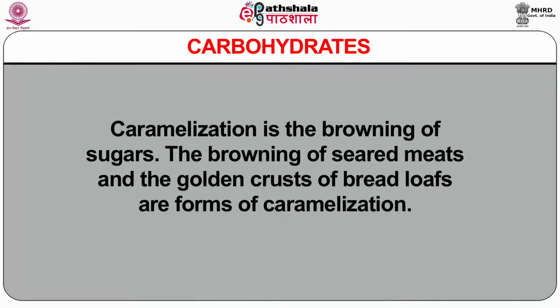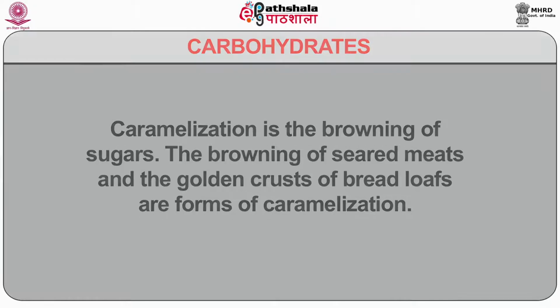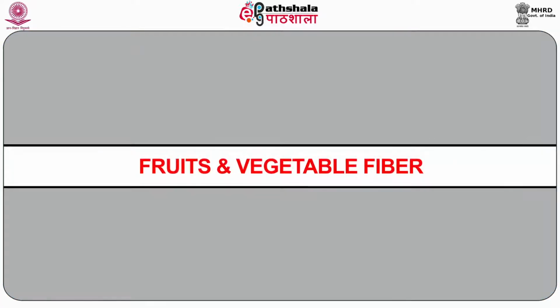Caramelization is the browning of sugars. The browning of seared meats and the golden crust of bread loaves are forms of caramelization. Gelatinization occurs when starches absorb water and swell. This is a major principle in the making of sauces and the production of bread and pastries. Acids inhibit gelatinization.